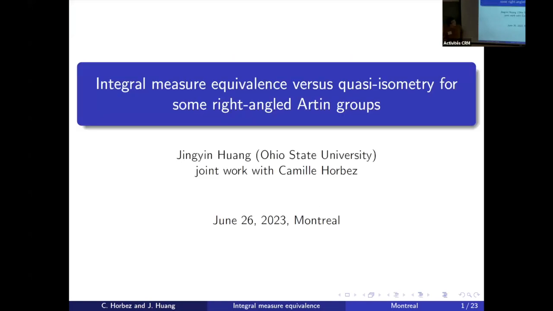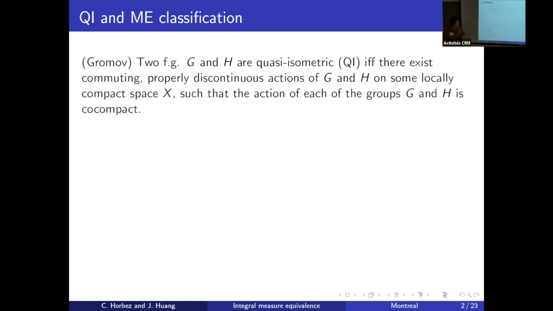I want to start with the definition of quasi-isometry, but probably not the usual definition you see. This is the definition given by Gromov. Two finitely generated groups are quasi-isometric if we can find commuting proper discontinuous actions of G and H on the same locally compact space, such that the action of each factor is co-compact. This is a little different from the usual definition, but it is a very good and inspiring definition.